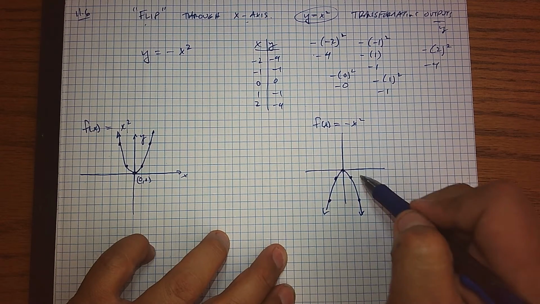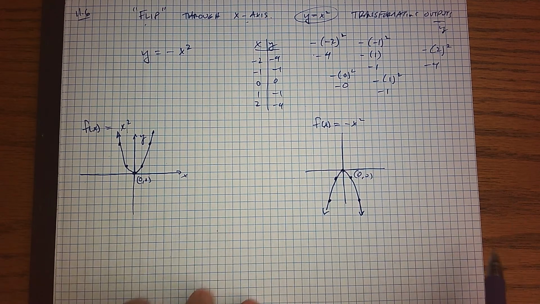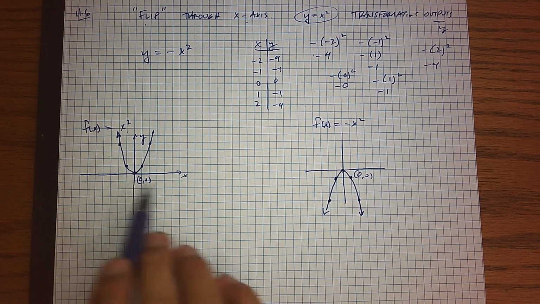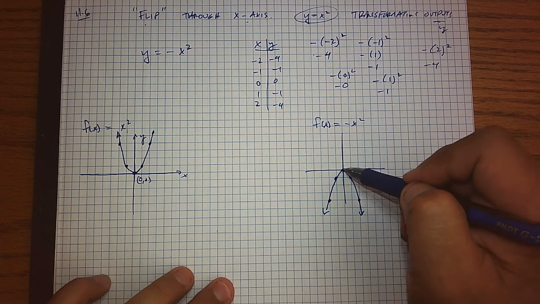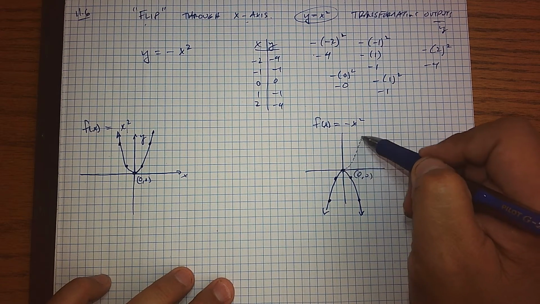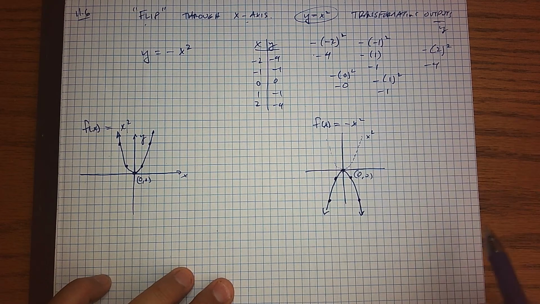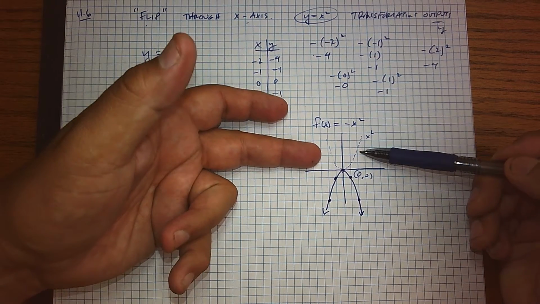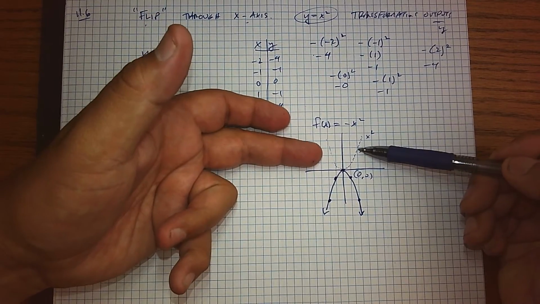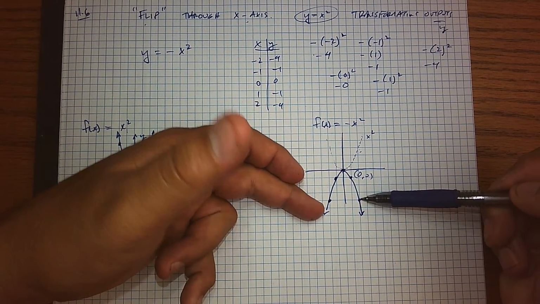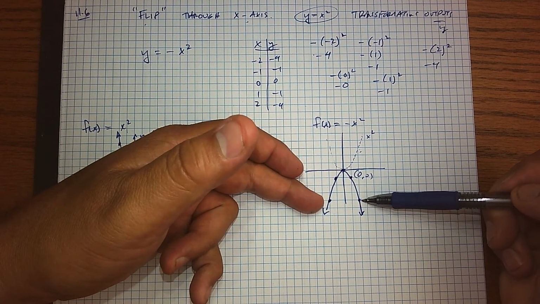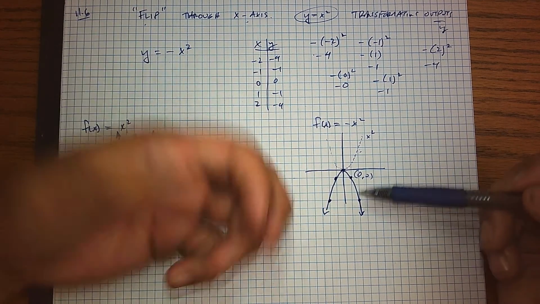The vertex is still at 0, 0, but what used to be a low point is now a high point. And the original graph, let me put it in a dashed figure right here. Here's the original, here's what x squared looks like. So you can see what essentially happened is we took this graph and flipped it on its head. It's now going in a downward direction, which impacts range and all that other good stuff.